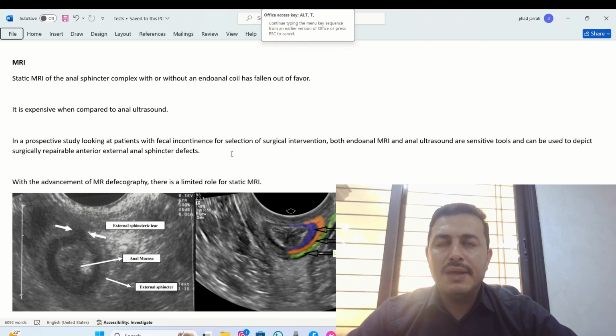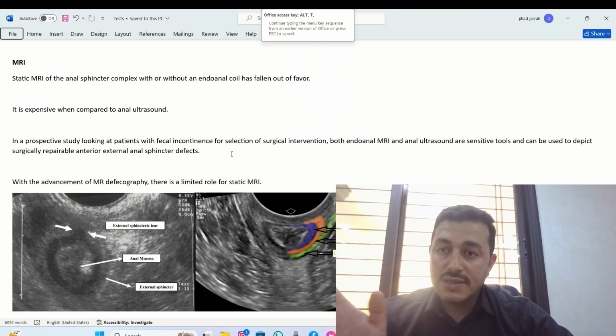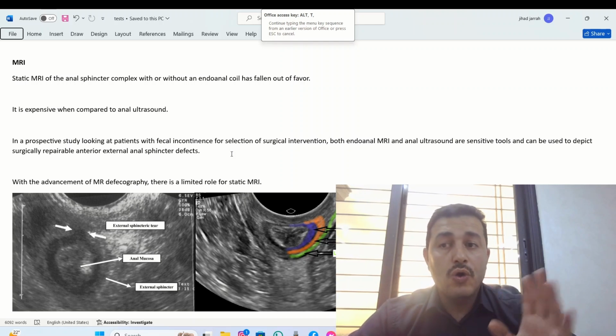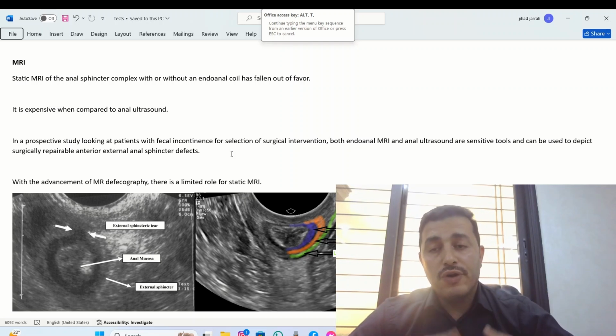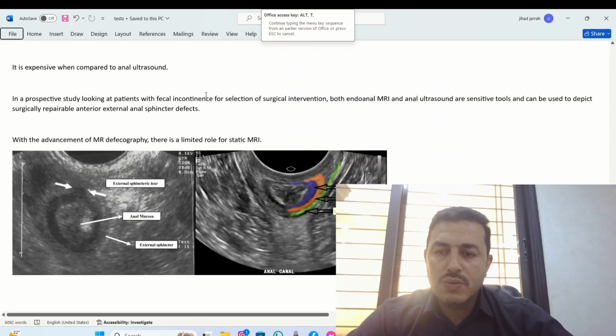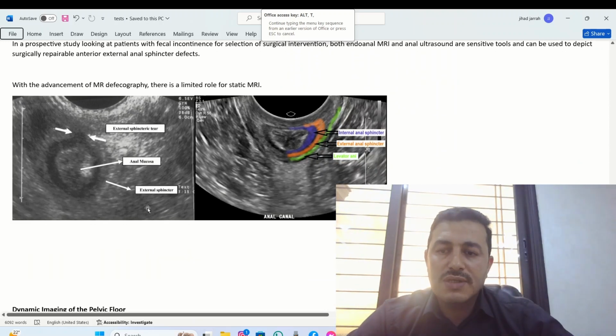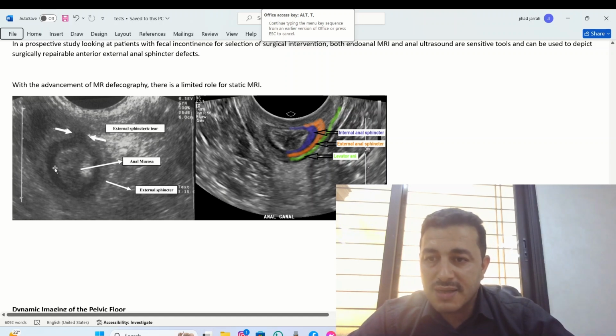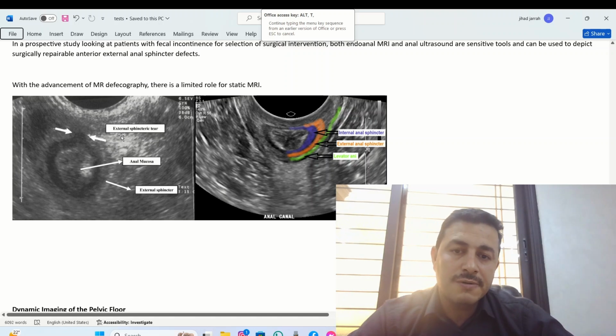We do not depend on the imaging and result from the static MRI. We have either endoluminal ultrasound, our surgical exploration, or we have more for other pathology. We have the dynamic MRI, as we will see. This is how MRI looks like. This is the external anal sphincter. This is the mucosa, the anal mucosa. And here in the external anal sphincter, there is a defect here.